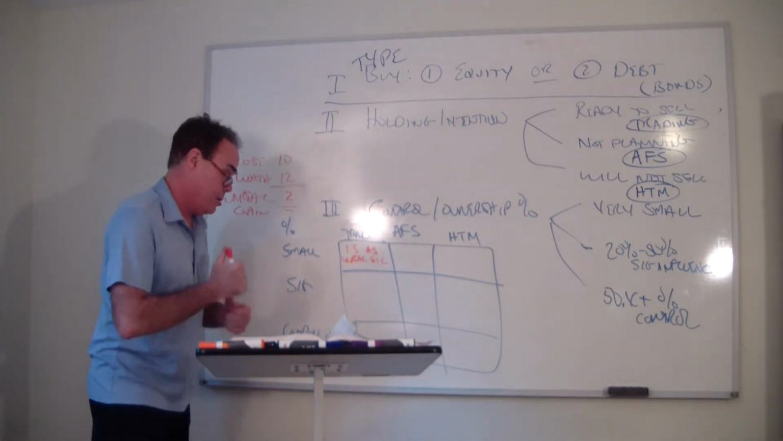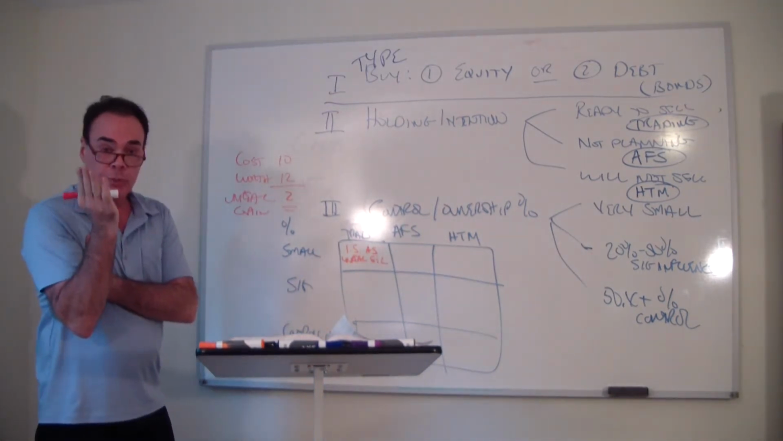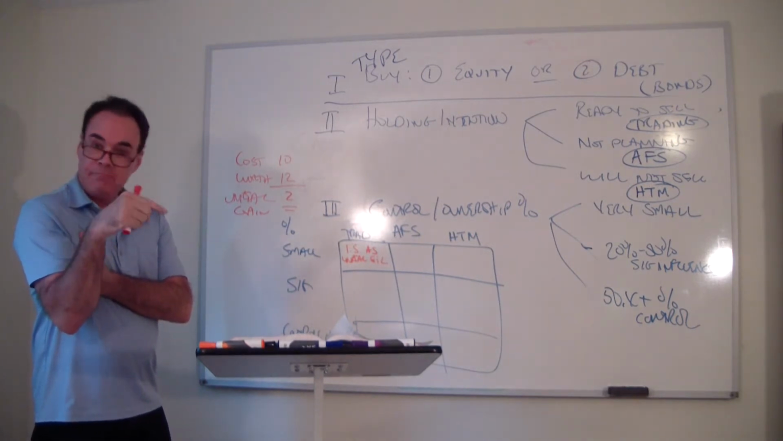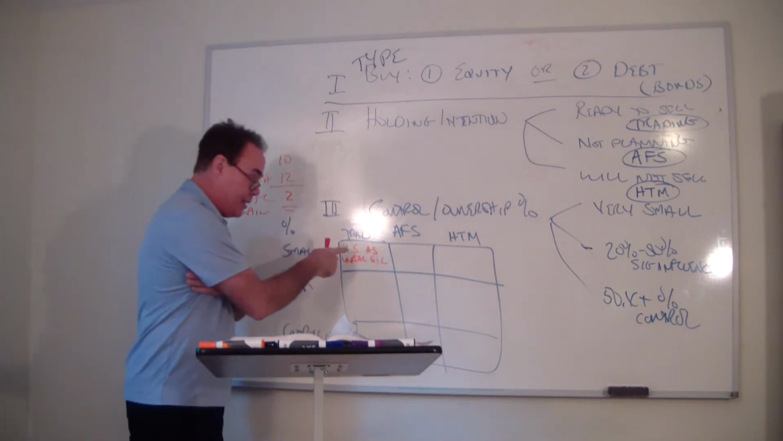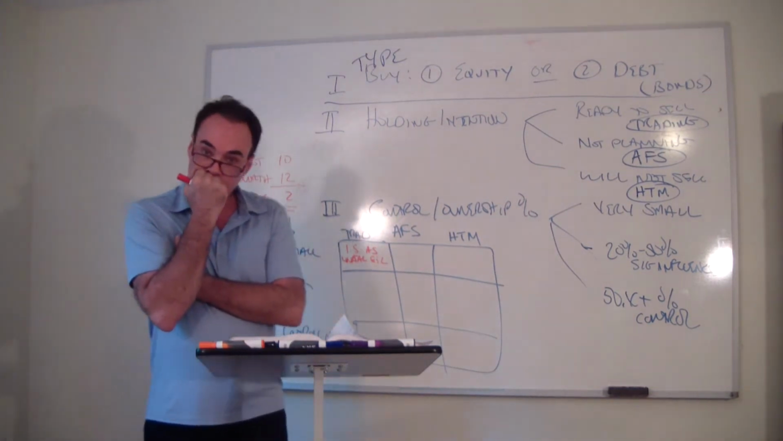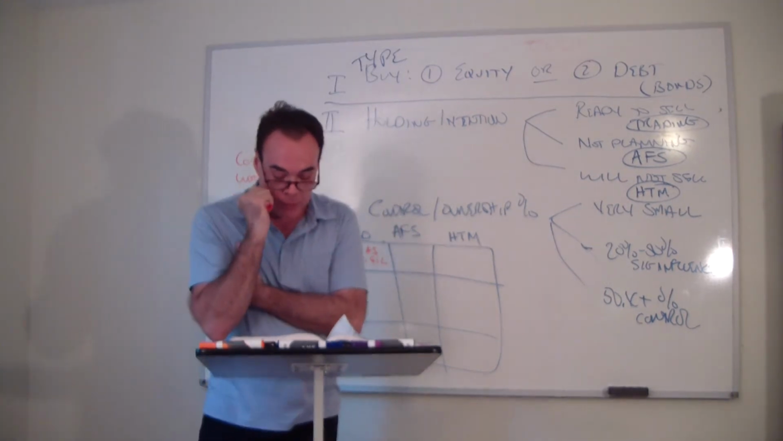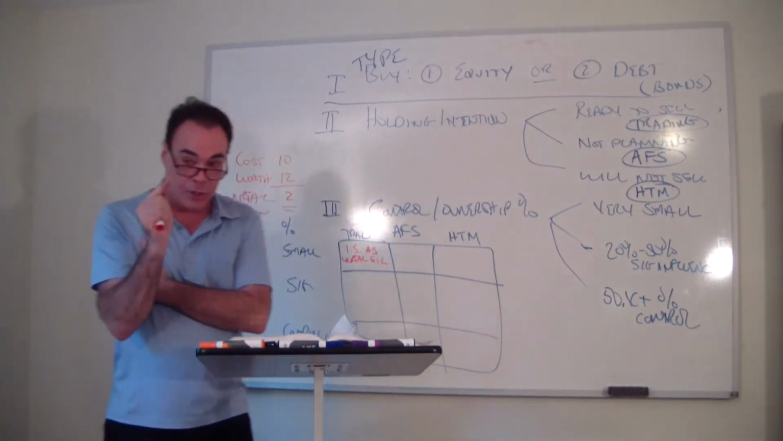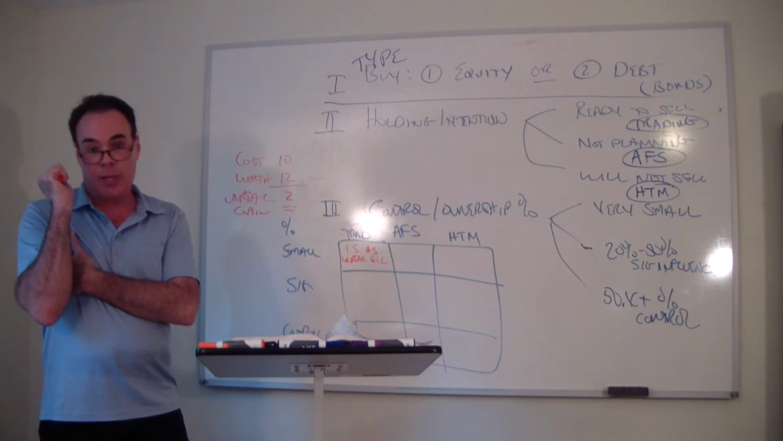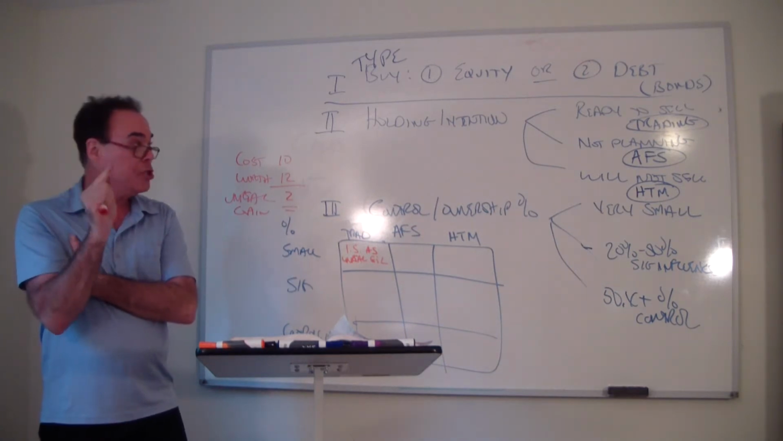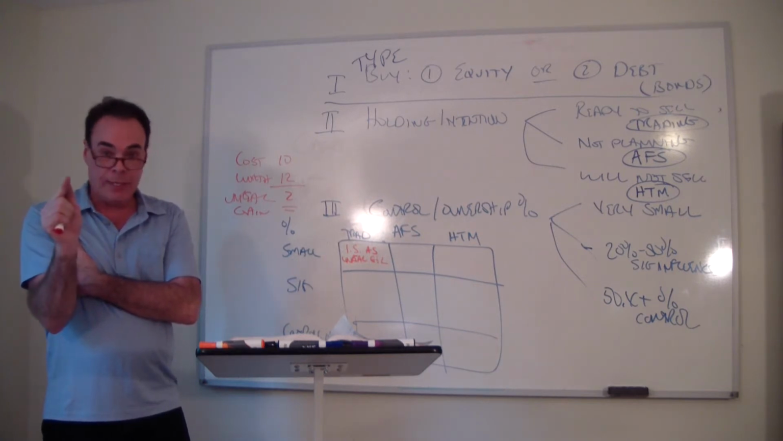Now, that means we're able to adhere to what we would call the clean surplus rule, which means that anything that gets to equity has to go through the income statement. Now, the available for sale securities are a little bit different, because if we look at the available for sale securities, they bypass the income statement.